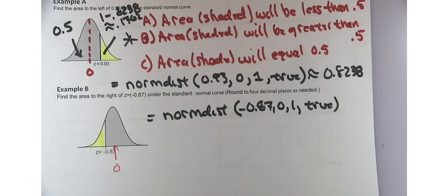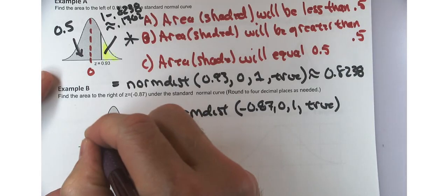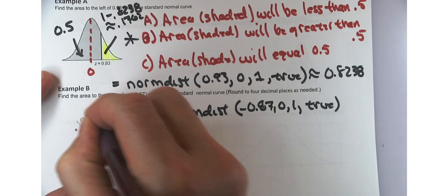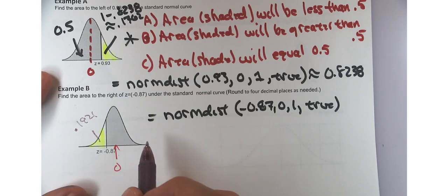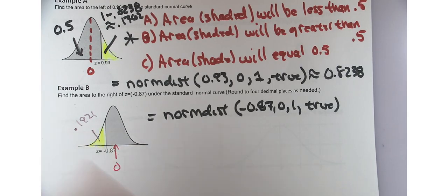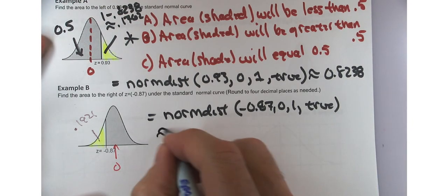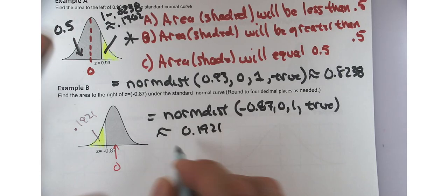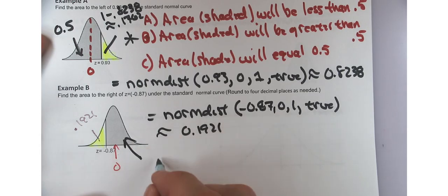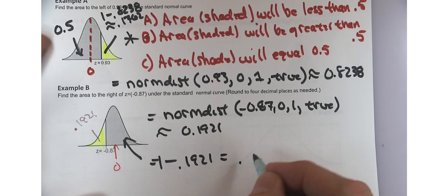I'll see if this one works. 0.1921. But if I want the area to the right here, I'm going to have to take and subtract that value from 1. So this is approximately 0.1921. This area is going to be 1 minus 0.1921, which is going to be 0.8079.